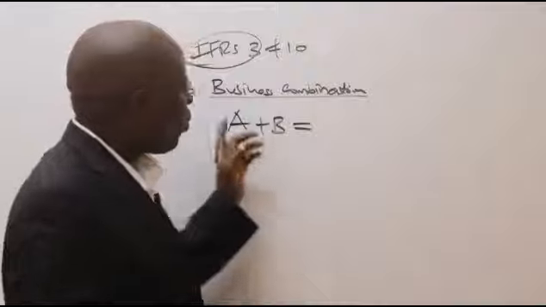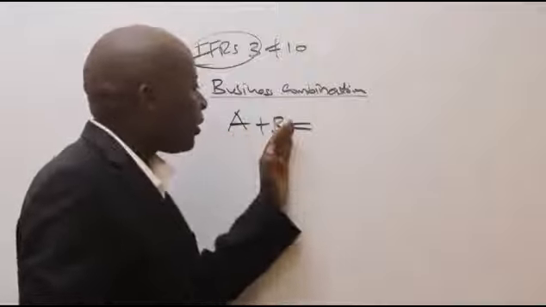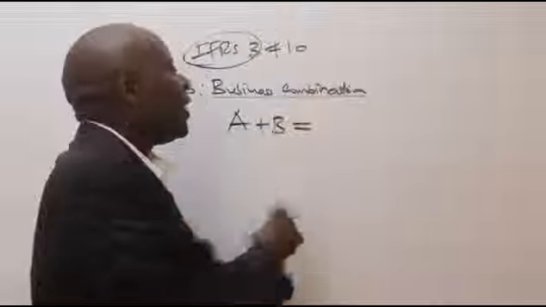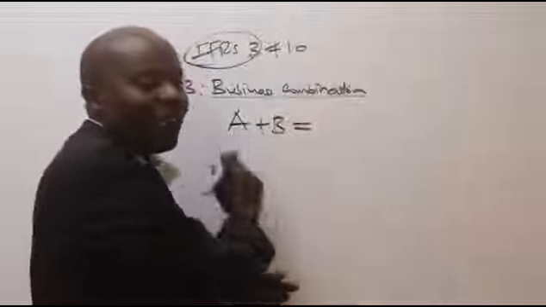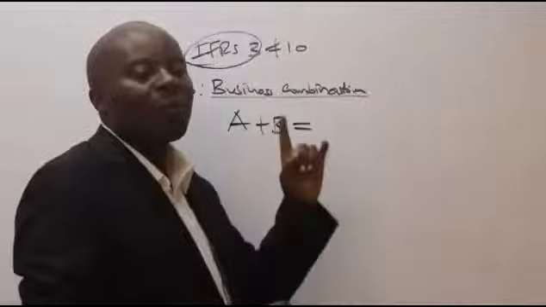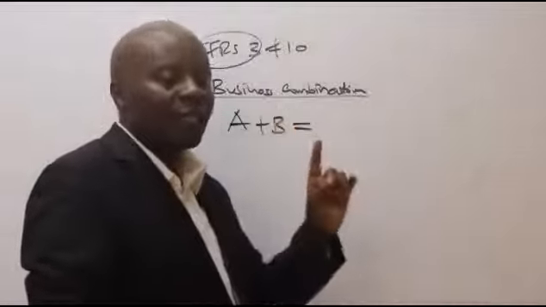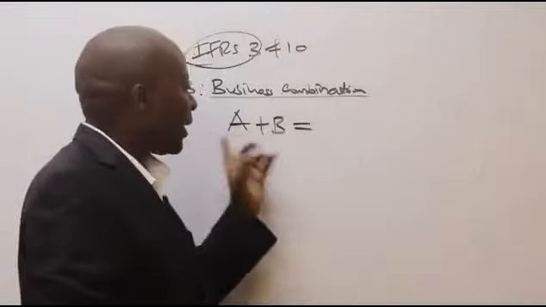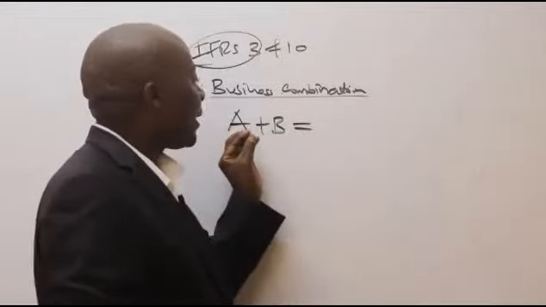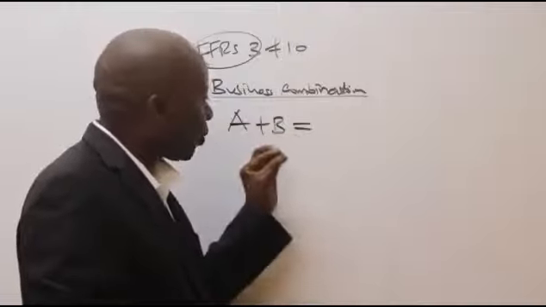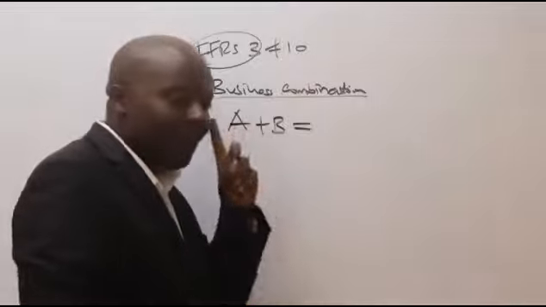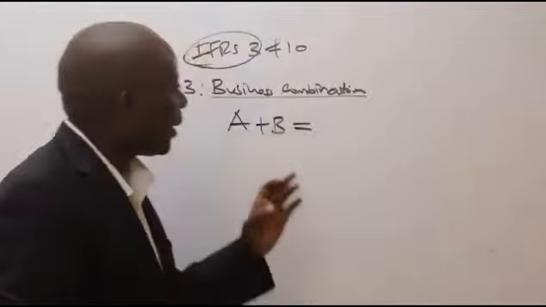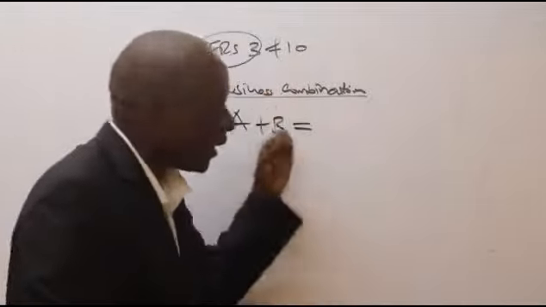So if A acquires B, and B happens not to be in business at the moment, then there is no way you will consolidate the financial statements of the two companies as per IFRS 3, which tells us that we can only do group accounting whenever the companies involved in the acquisition are both in business. They're doing business.